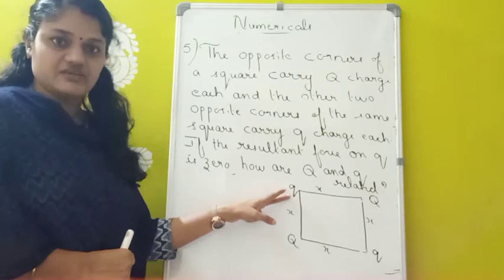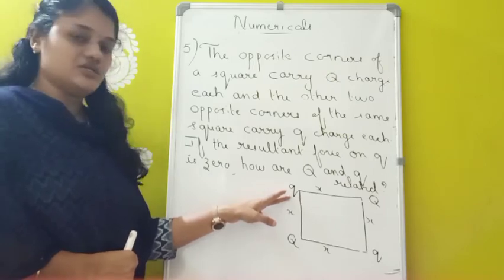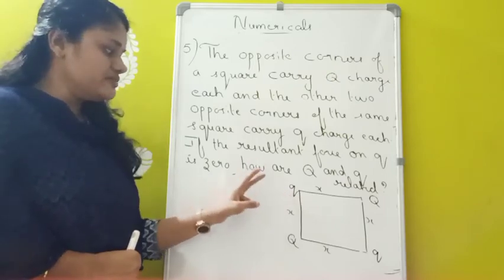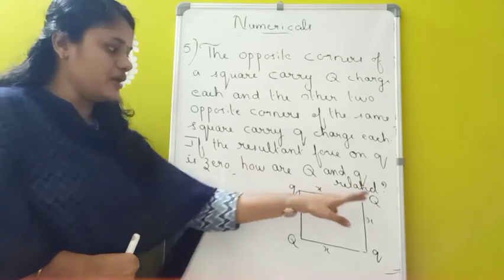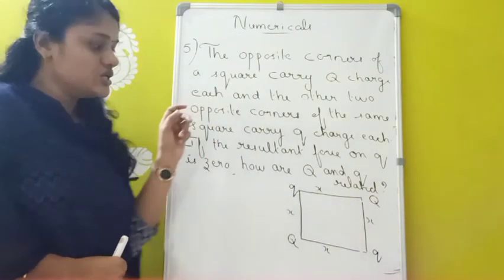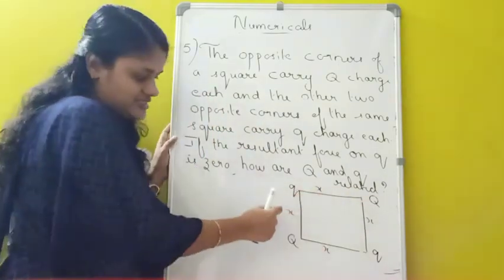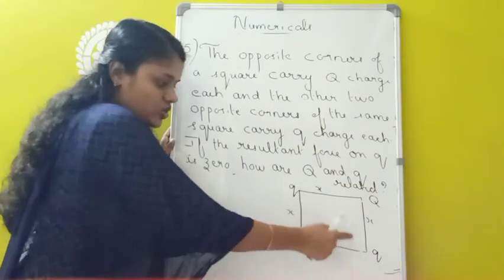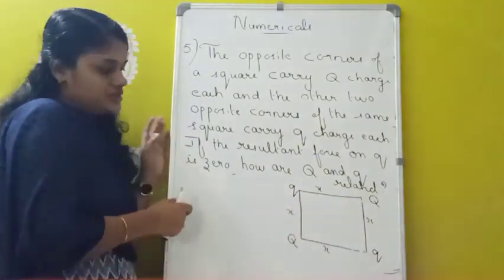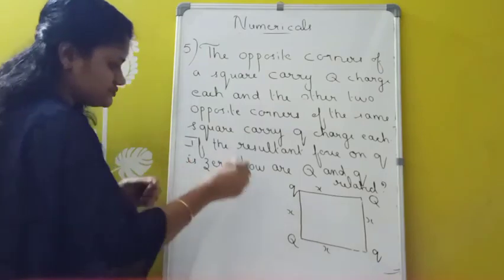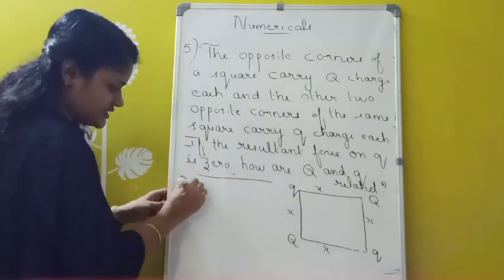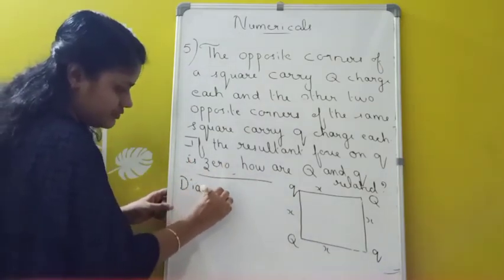So there is a condition given here. If the resultant force acting on the small q charge is 0, then how are small q and capital Q related? So given one square having a side x and its opposite corners having the same charges, how will you find this diagonal? This diagonal of the square is given as diagonal equals.